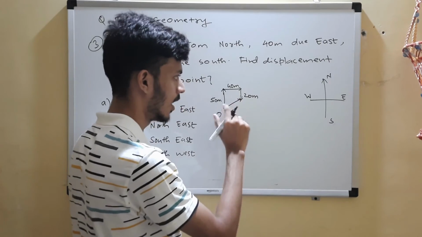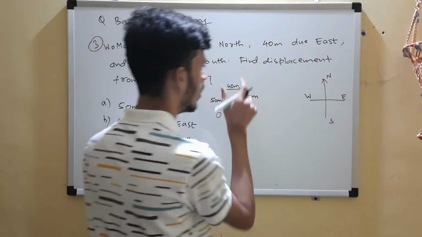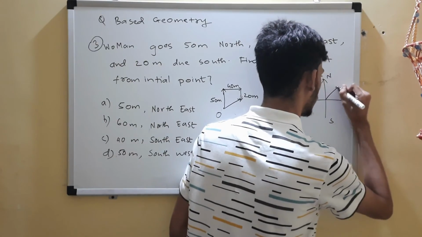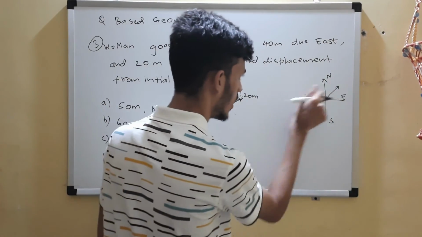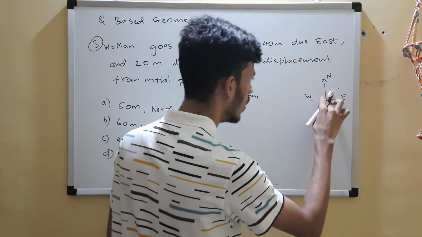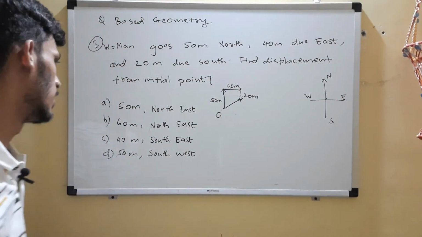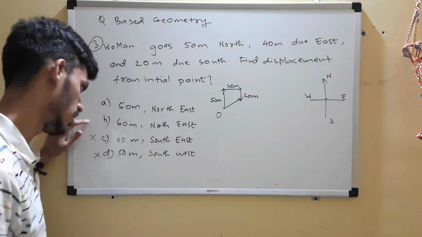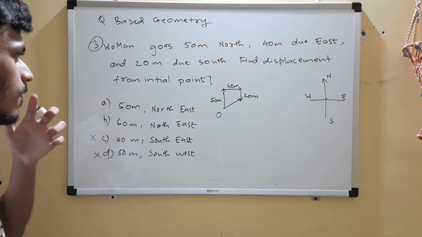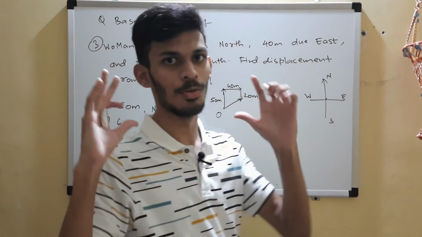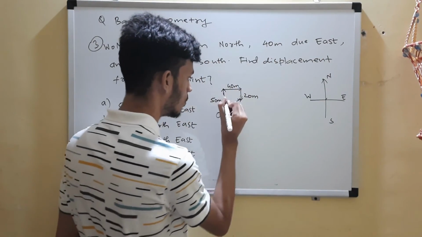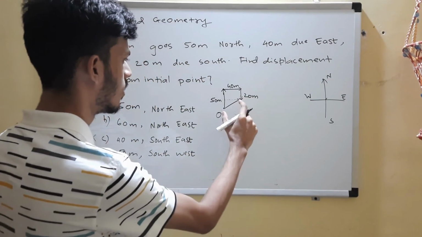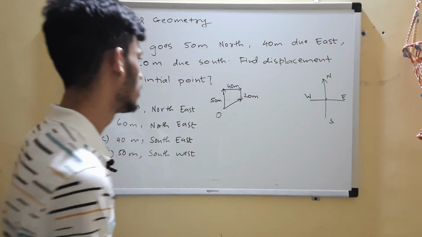This is the resultant of all those, the displacement, right? So you place it over here, it is somewhat like that. So the direction is northeast. So these two are wrong, southeast and southwest. So you have to use now geometry logic to solve this, to find the value of this distance.